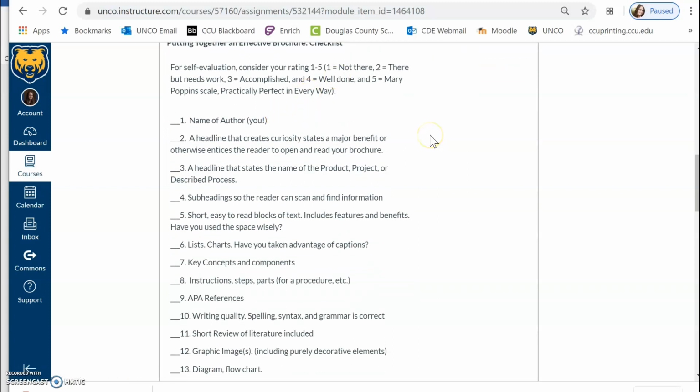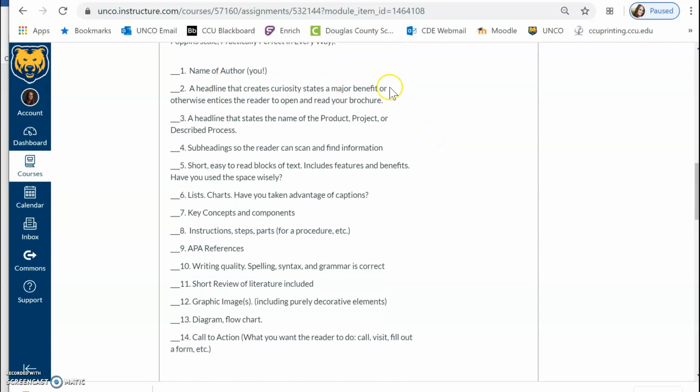This is our checklist. A headline. You want to state a major benefit or entice the readers. So kind of that catch or that hook. Really think about, if you're looking at a bunch of brochures in an administrator's office, what would cause you to want to grab your own brochure off the wall or off of the table? What's going to be a good attention grabber? And then you're making clear the subject other than just this little attention grabbing statement.